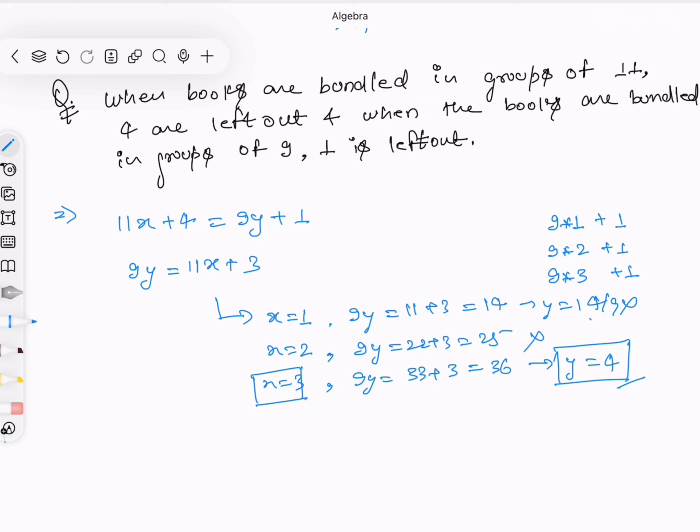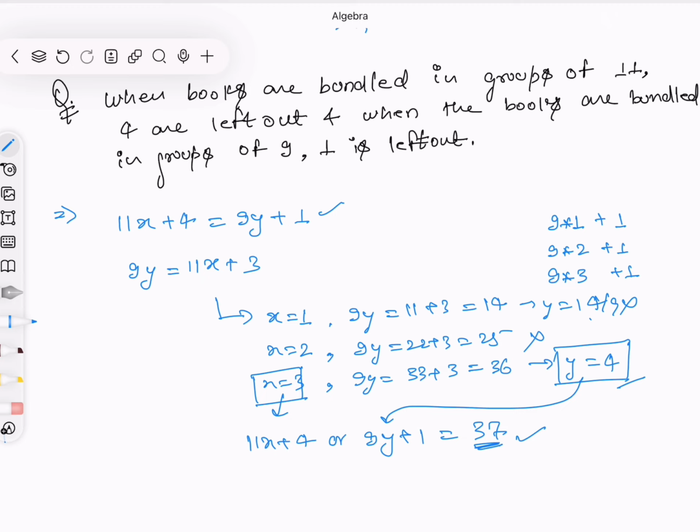So books can be an integer, and there you have your first solution. So 11x plus 4 or 9y plus 1, right? This is how we were finding the number of books. So if we put the value here or here, both are going to be 37. So this is your first solution for the number of books. I needed this from you, that is why I wrote this question like this. Now upon solving this, you get your number of books to be this.